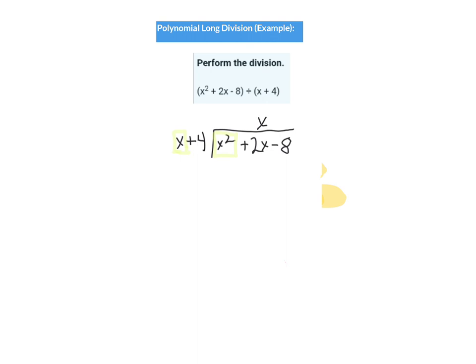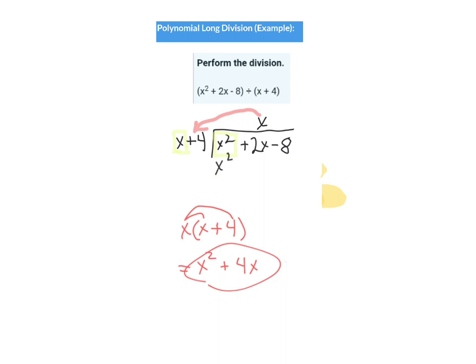Okay. So the next step is to take this x and multiply it times our divisor. So in our scratch work, to the side, we'll have x times x plus 4. So we distribute x into x plus 4, and we get x squared plus 4x. Okay, so what do we do with this? We're going to take that and write it right under our dividend, and make sure to line up those matching terms, like I said before.